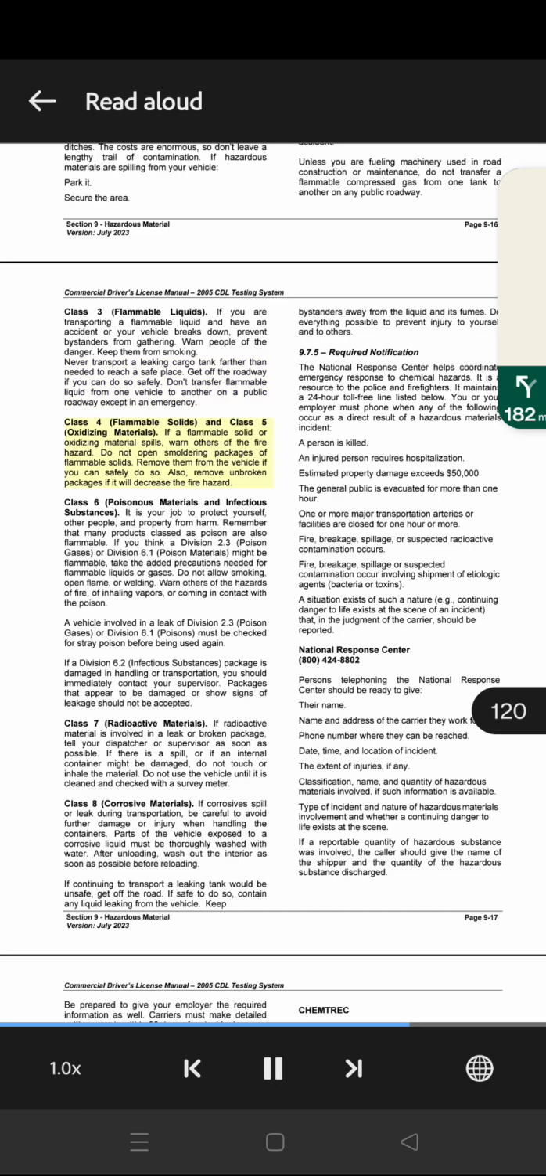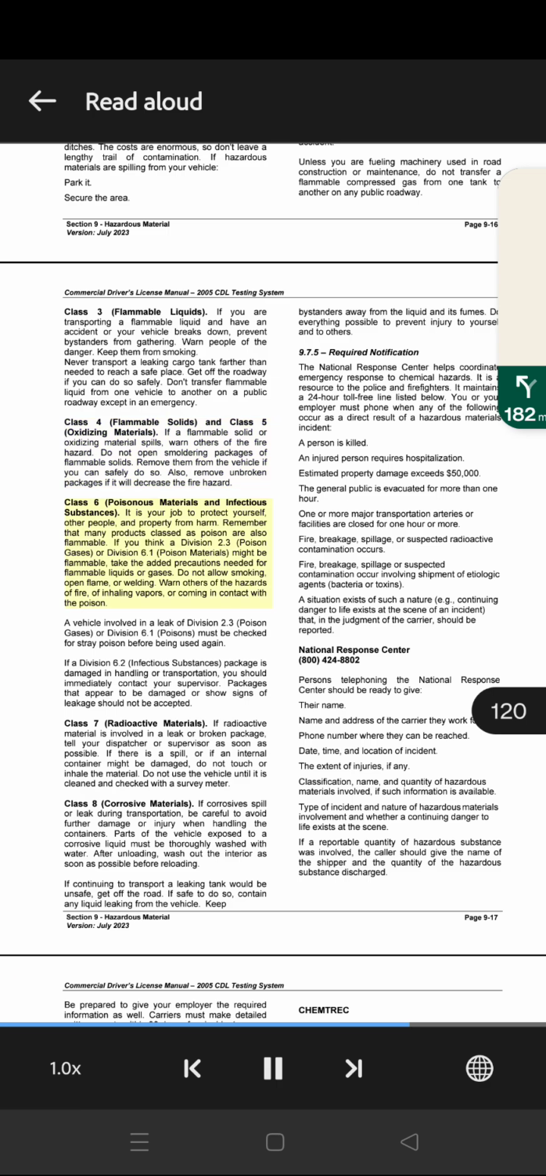Class 4 Flammable solids and Class 5 Oxidizing materials. If a flammable solid or oxidizing material spills, warn others of the fire hazard. Do not open smoldering packages of flammable solids. Remove them from the vehicle if you can safely do so. Also, remove unbroken packages if it will decrease the fire hazard.